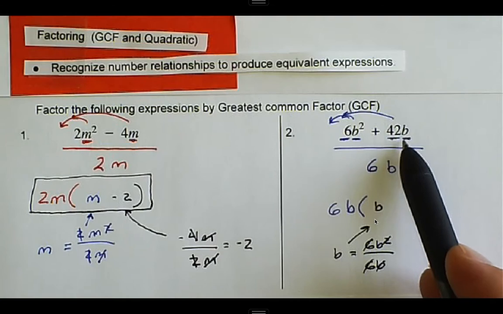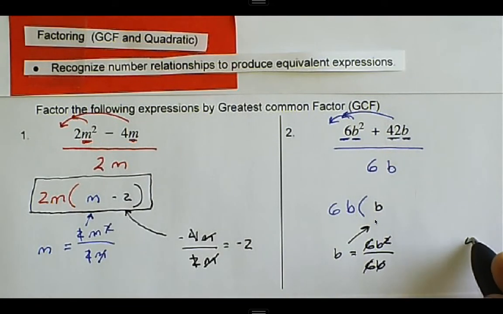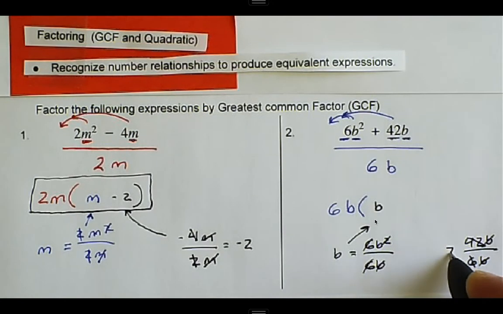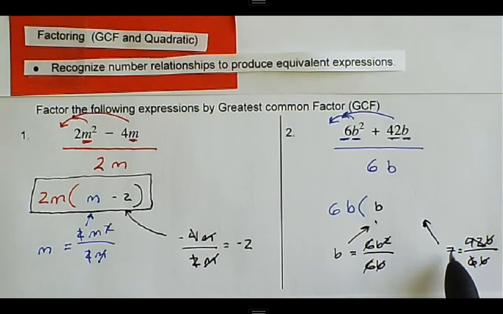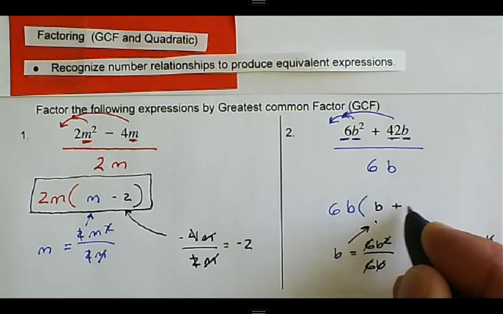Then for the second term, we have a positive 42b, and we're going to divide that by 6b as well. The b cancels the b, and the 6 goes into the 42, so then we're left with 7 there. So that's what ends up being our last term in the binomial. And there's no minus sign, so then we understand that that's going to be a positive 7.